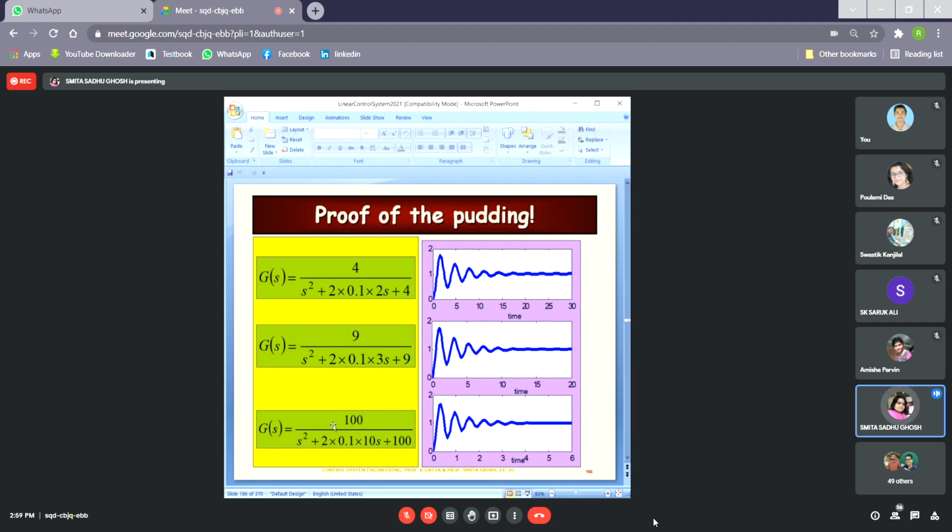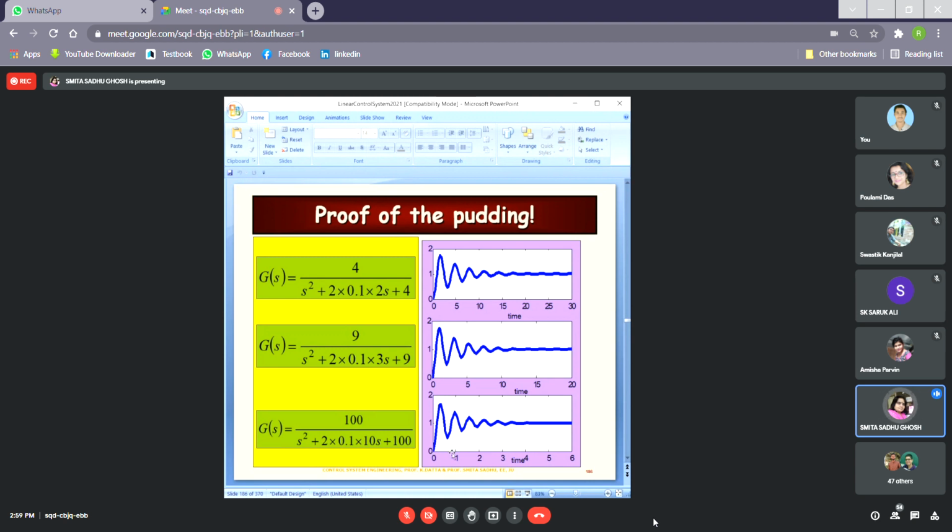Another thing that you can see is that the time axis has also been marked in the 3 cases. Here you find that the steady state is reached within around 30 seconds, whereas this one is reached around 20 seconds, whereas this one is reached around 6 seconds. Because the natural frequency of oscillation is different, naturally the damped time period is different for all the three cases.